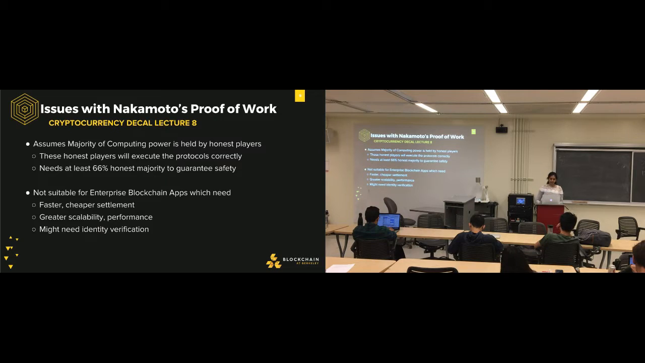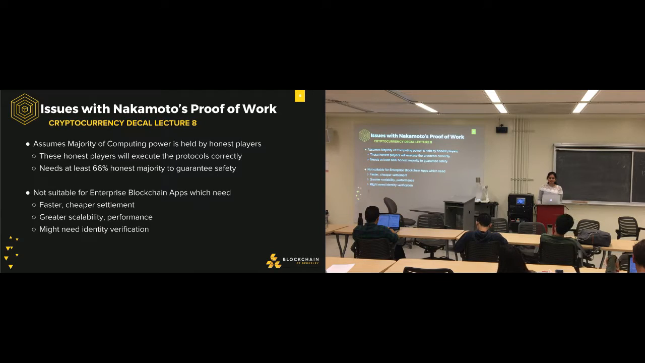Another issue with the proof of work is it's not great for enterprise blockchain apps. That means all these apps need faster and cheaper settlement. If you go to a coffee shop and try to purchase coffee, but you have to wait 10 to 60 minutes for your transaction to be validated, you're going to get cold coffee.